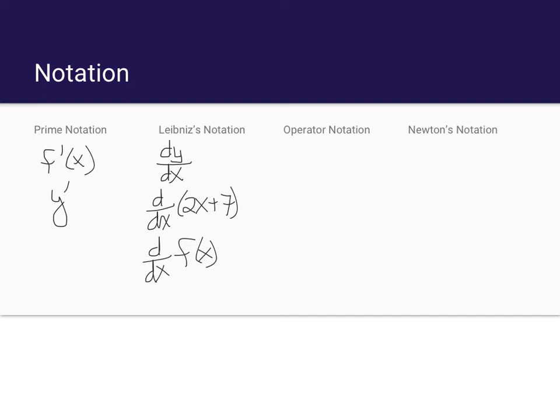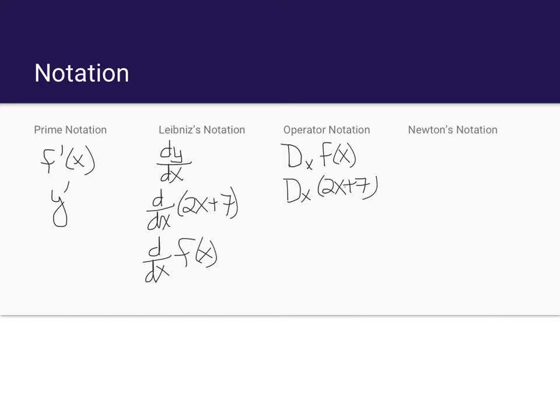The third kind of notation is operator notation. We use a large capital D to say we're going to take the derivative, with a subscript that is our independent variable. So in this case, the derivative with respect to the variable x, and then after the D sub x, we put whatever we're going to take the derivative of. So we could write the name of a function, f of x, or we could put in a formula, something like our old 2x plus 7.